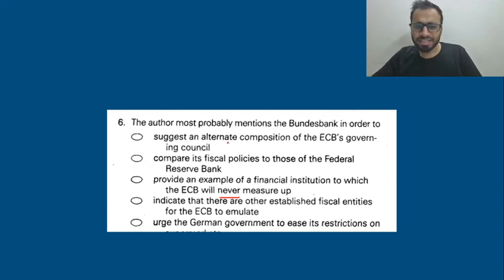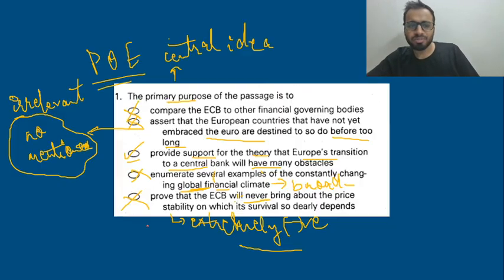Did this suggest an alternative composition for governing council? No, they did not. Compare its fiscal policies? No, they did not compare fiscal policies. Provide an example of a financial institution? It is an example, but did they say they will never measure up? No, they did not. Indicate that there are other established entities for ECB to emulate? Definitely yes. Urge the German government to ease its restrictions? No, they did not. Did they urge the German government?